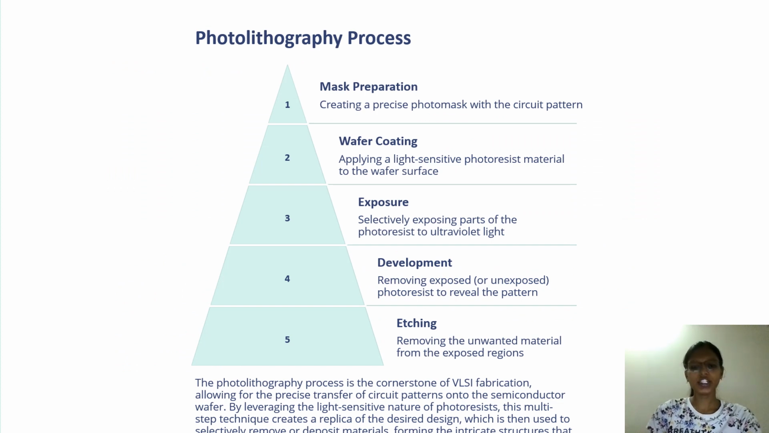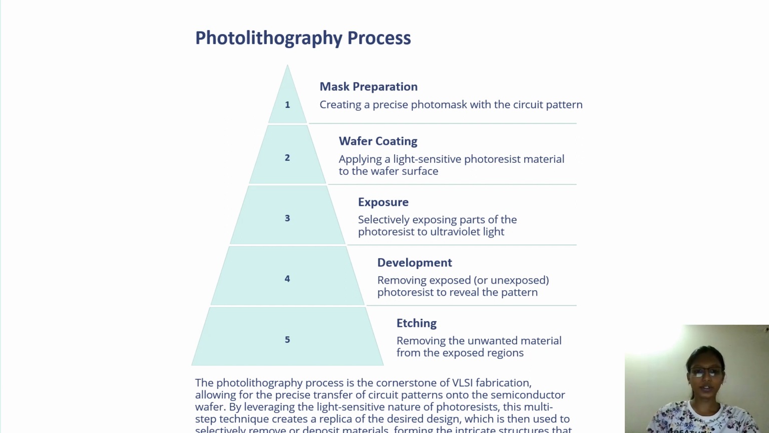Then the photolithography process. We have mask preparation, wafer coating, exposure, development, etching. Mask preparation: creating a precise photomask with a circuit pattern. Then wafer coating: applying light-sensitive photoresist material to the wafer surface. Then exposure: selectively exposing parts of the photoresist to ultraviolet light. Then we have development: removing exposed photoresist to reveal the pattern. And we have etching: removing the unwanted material from the exposed regions.